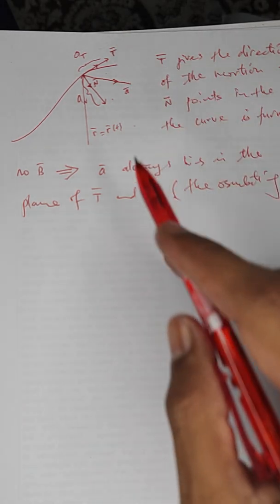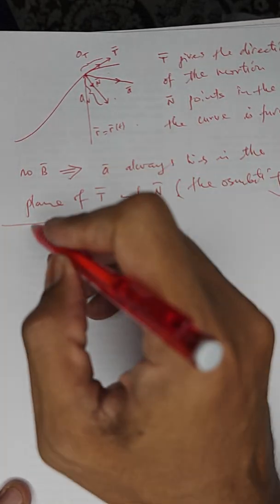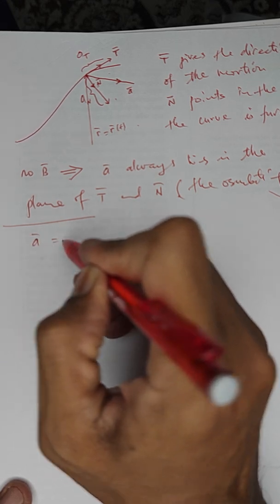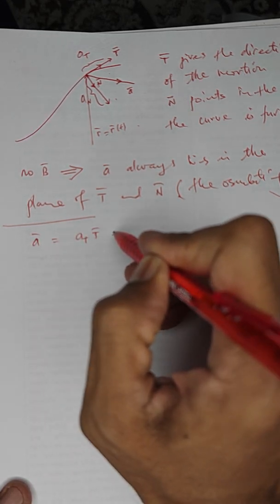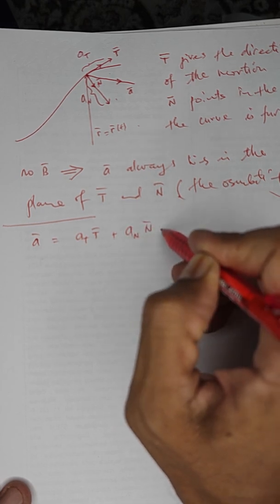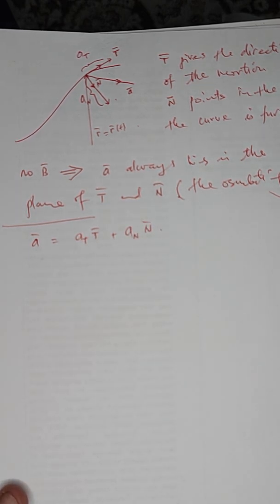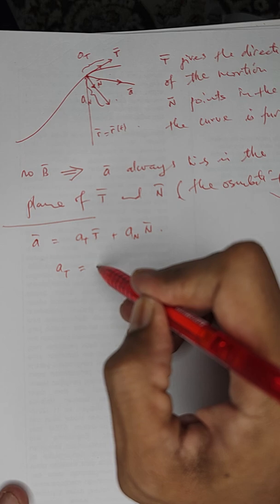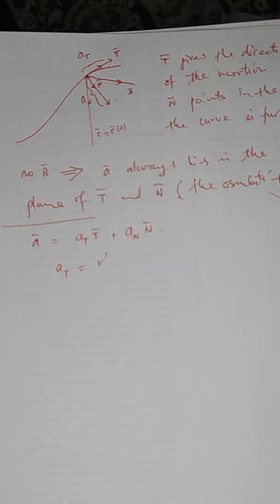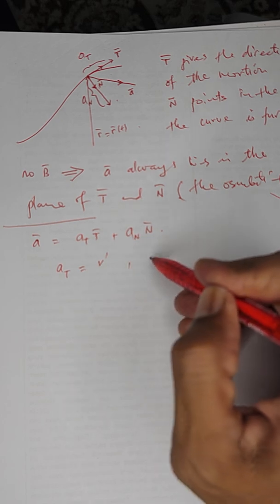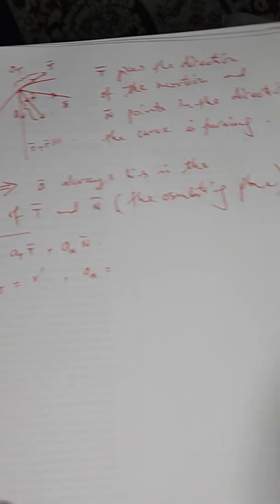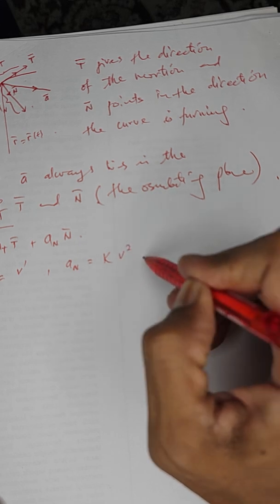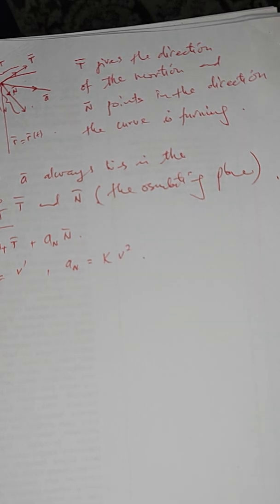Now I'm going to show you that we know that the acceleration A can be written as AT T plus AN N, right? So I've given this in the theorem just now, where our AT is actually the magnitude V prime, and AN is given as kappa V squared. Is that correct? Yes.